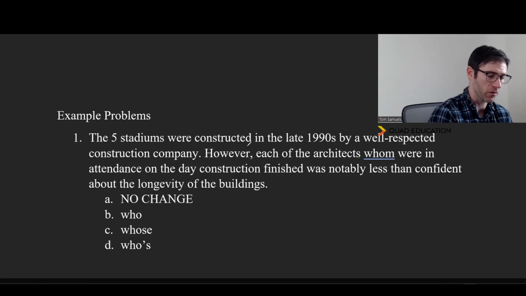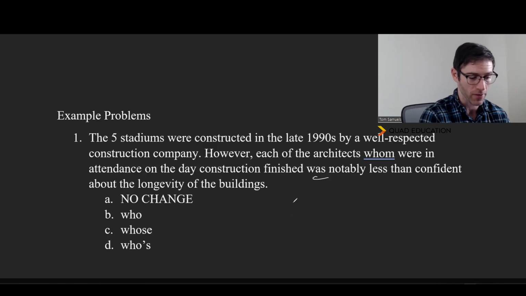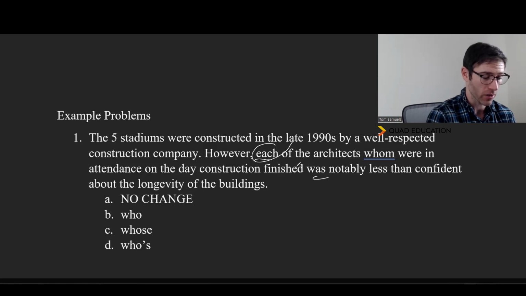The five stadiums were constructed in the late 1990s by a well-respected construction company. However, each of the architects whom were in attendance on the day construction finished was notably less than confident about the longevity of these buildings. So first of all, the "were" here, maybe you're like, oh, that's a little awkward, but it's "each." And so maybe subject-verb there. Remember, each goes with was, and so it's just one architect at a time.